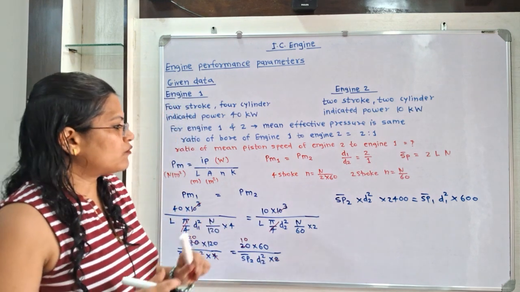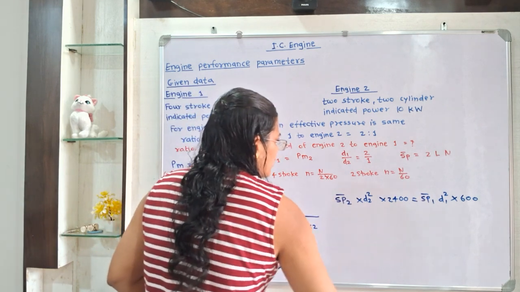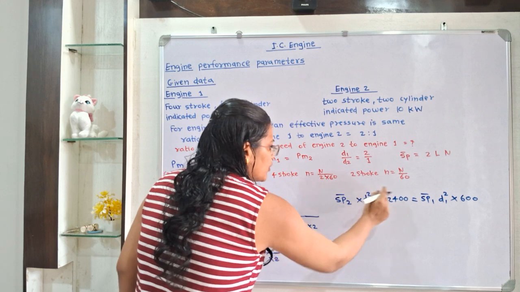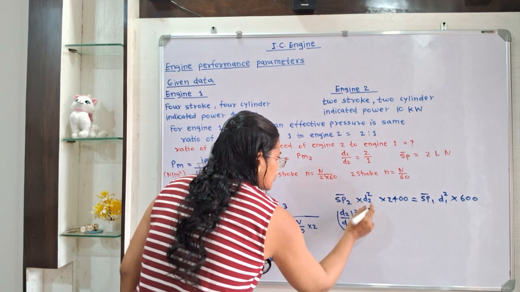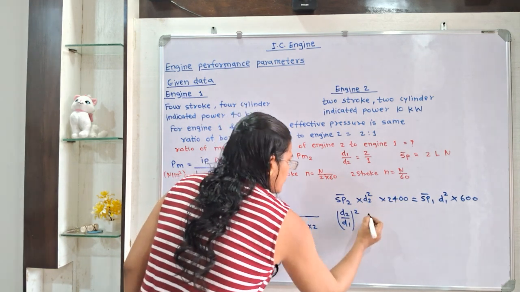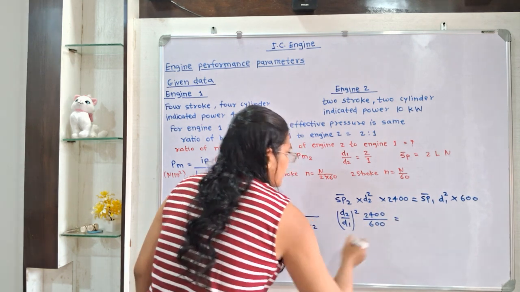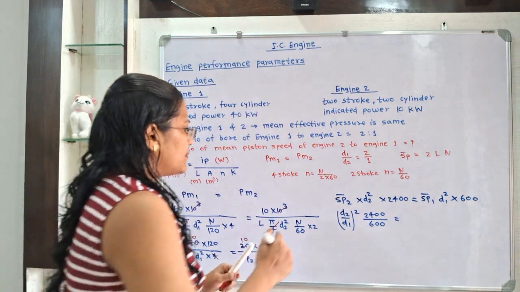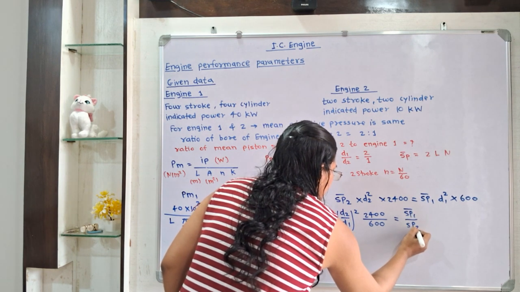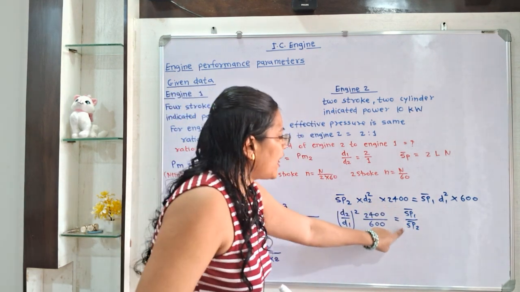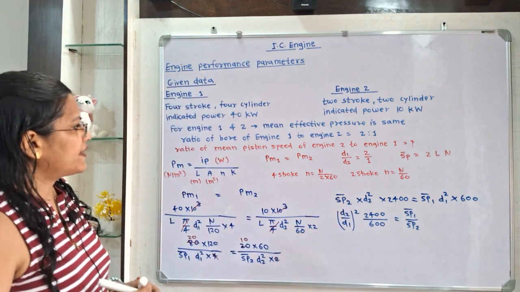So again we have to take the ratio. I will take this SP2 bar term to the other side. So it will become D2 by D1 bracket square, because both the terms are square. Now 2400 divided by 600 is equal to SP1 bar divided by SP2 bar. So this ratio of mean piston speed we have to find out.